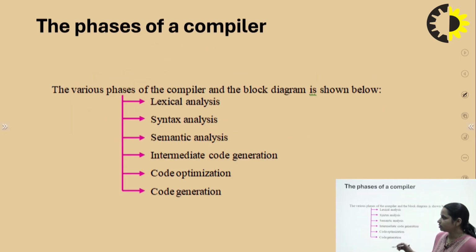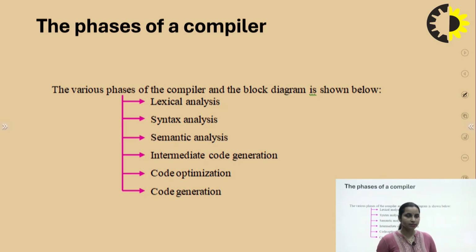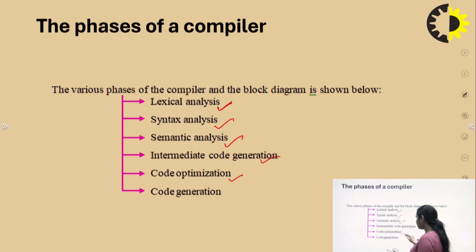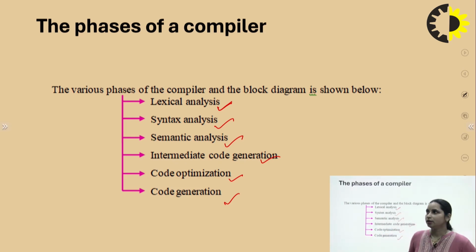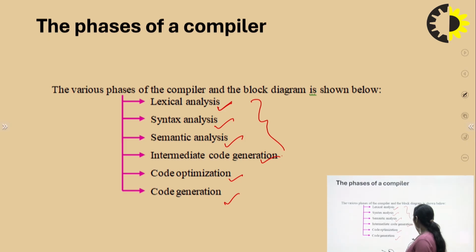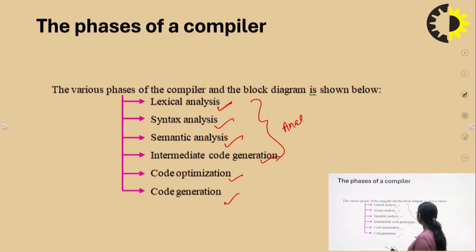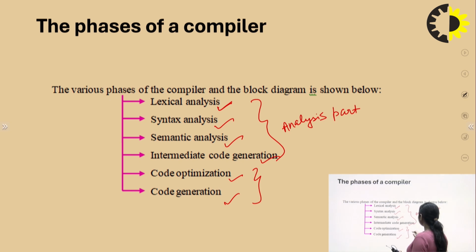So covering this, these are the phases of the compiler. Since we are studying compiler design, these are the 6 phases of compiler design. One by one we will discuss all these phases: lexical analysis, syntax analysis, semantic analysis, then intermediate code generation, then code optimization and code generation. You may understand that the first three are the analysis part, and the last three are the synthesis part.